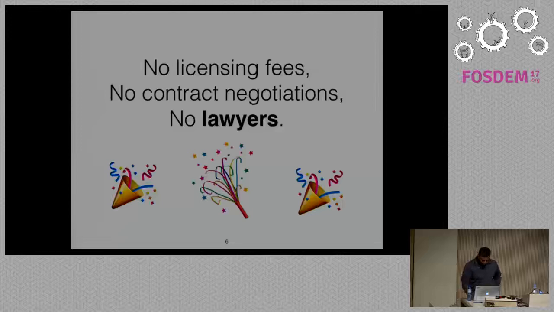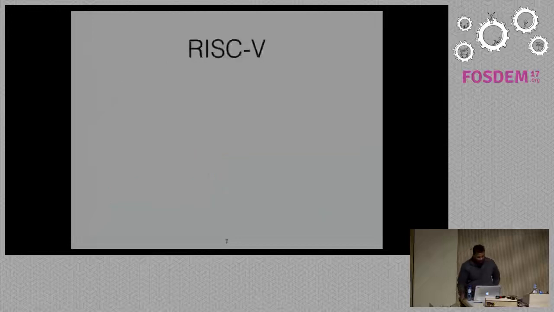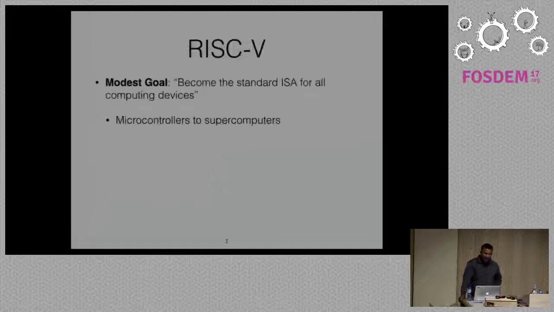So I'll give you a quick overview of RISC-V. RISC-V has a very modest goal. And that goal is to become the standard ISA for all computing devices. From microcontrollers to supercomputers, accelerators, basically any chip that you have in your iPhone system on chip, we want that to go from some sort of proprietary ISA. There are so many different proprietary ISAs to a single standard ISA, and that would be RISC-V. And so yeah, it's a modest goal.